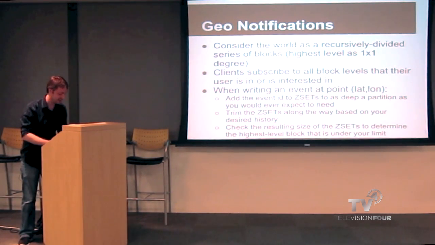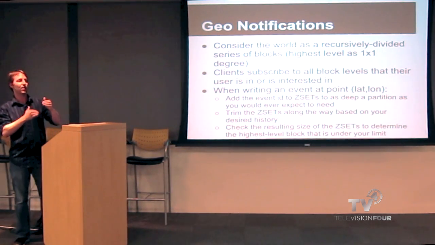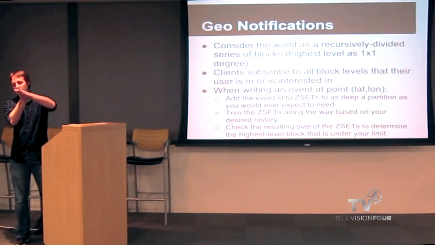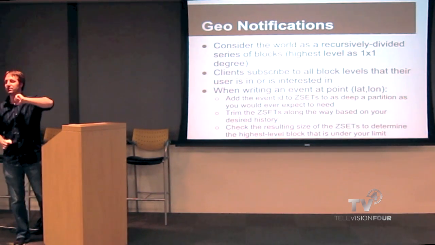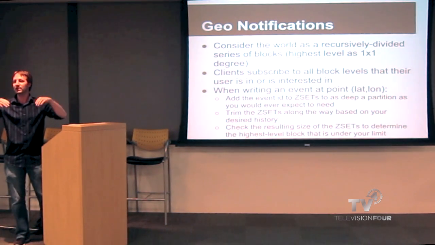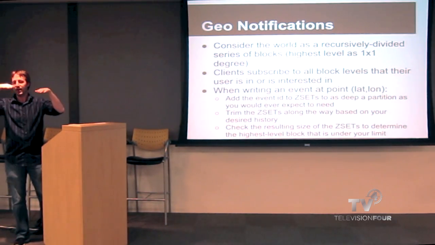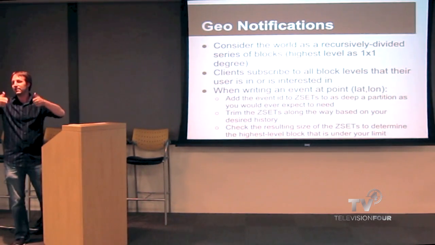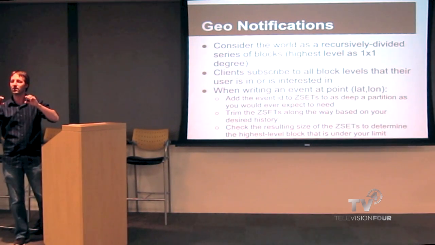Oh, and we can't see that last one. Okay, so the next one down is: after you've checked the size of your Z-sets, you know how many events have occurred in the last 15 minutes. And so you find the highest level Z-set that has less than your cutoff.